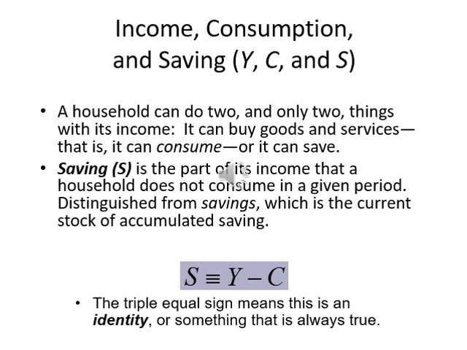Income, consumption, and saving: Y, C, and S. A household can do two, and only two, things with its income. It can buy goods and services, that is, it can consume, or it can save. S equals Y minus C. Saving, S, is the part of its income that a household does not consume in a given period, distinguished from savings, which is the current stock of accumulated saving.